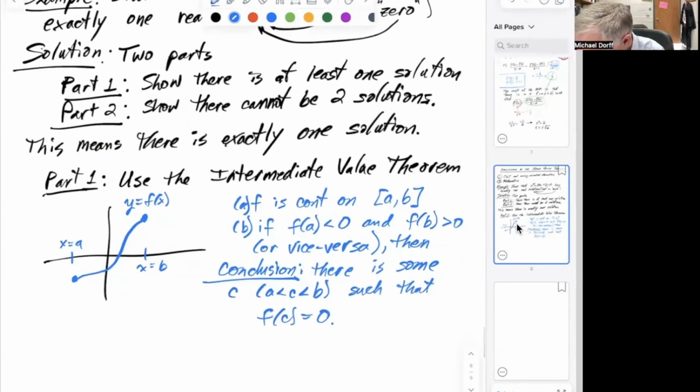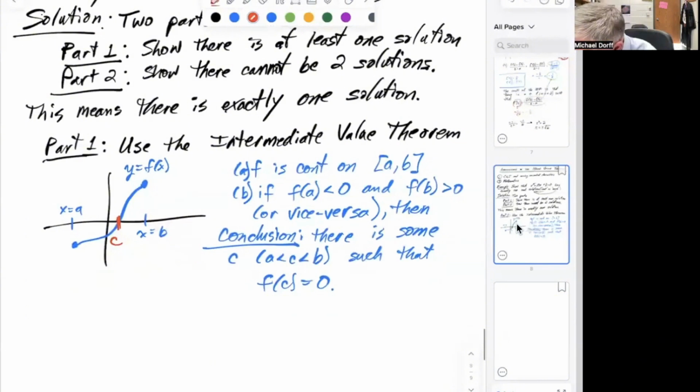And you can see that in this case, there's going to be my c value there. So if my function is continuous, and for one value it's below the x-axis, and one value is above the x-axis, then there has to be some place where it crosses the x-axis. That will show that there's at least one solution. If it crosses the x-axis, that's a solution to this. So what I need to do here is first define my function. So let's say define a continuous function.